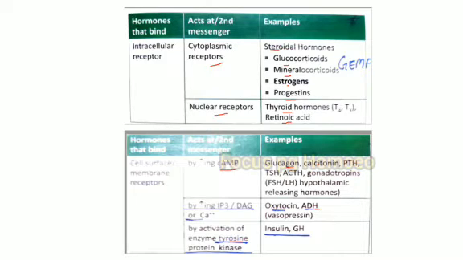Next one is hormones that bind to the cell surface or membrane receptors. They act by increasing cAMP. Examples are glucagon, calcitonin, PTH, TSH, ACTH, gonadotropins, FSH, LH, and the ones which act by increasing IP3 and DAG or calcium, they are oxytocin and ADH. The ones which act by activation of the enzyme tyrosine protein kinase are insulin and growth hormone.